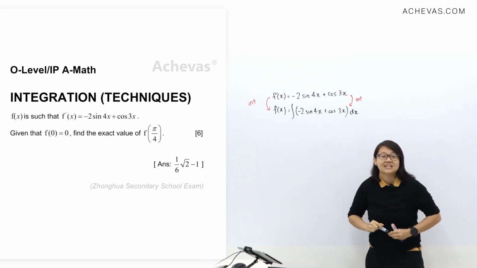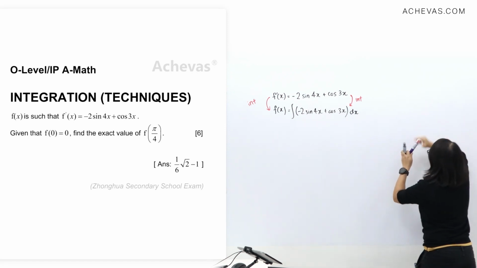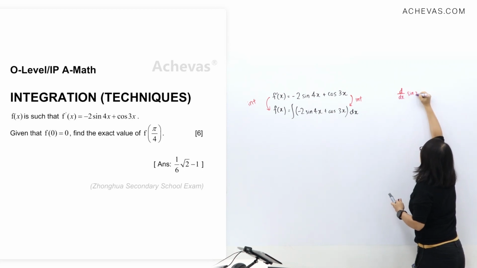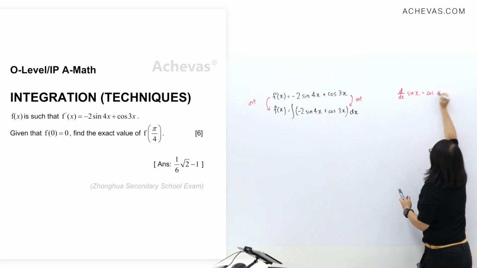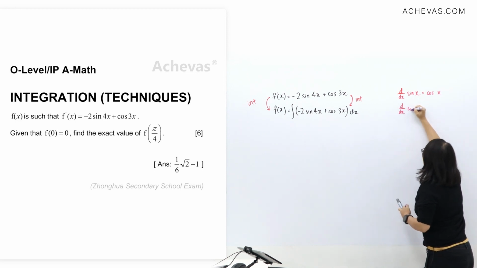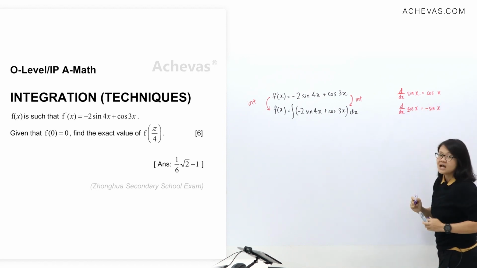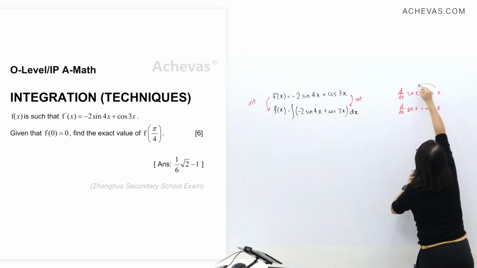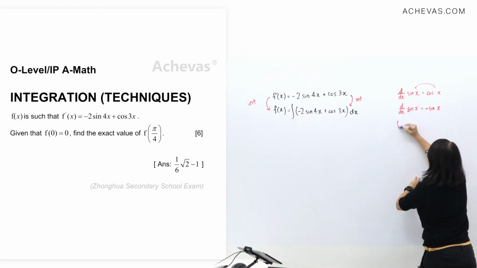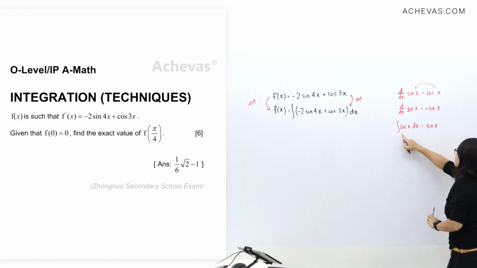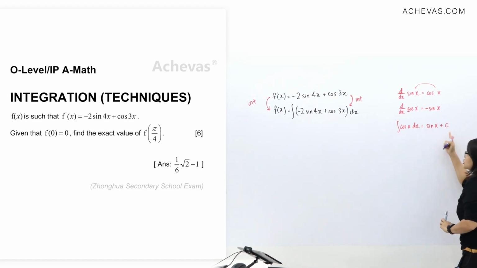Let's think of our differentiation process first. I'm going to write it here. If you recap, differentiating sin x, you will get cos x, and differentiating cos x, be careful of this, you will get negative sin x. Now doing the reverse, if you integrate cos x dx, you'll get back the result, which is sin x. And in general integration, we add a plus c at the back, which is a constant.